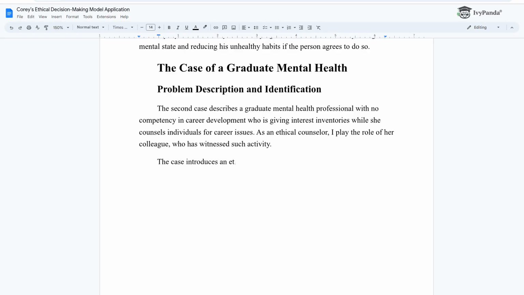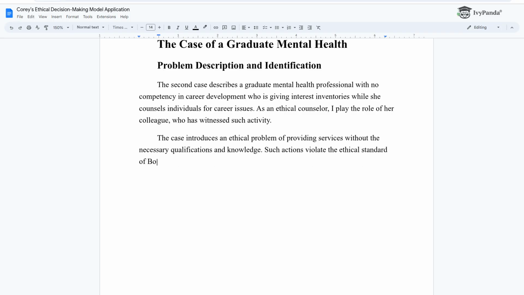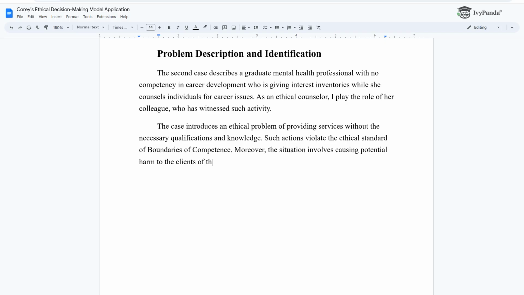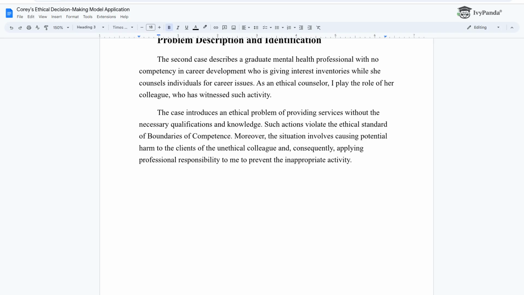The case introduces an ethical problem of providing services without the necessary qualifications and knowledge. Such actions violate the ethical standard of boundaries of competence. Moreover, the situation involves causing potential harm to the clients of the unethical colleague and, consequently, applying professional responsibility to me to prevent the inappropriate activity.